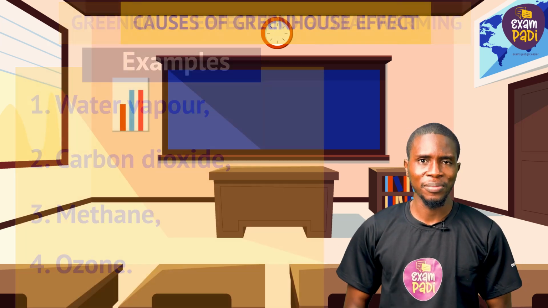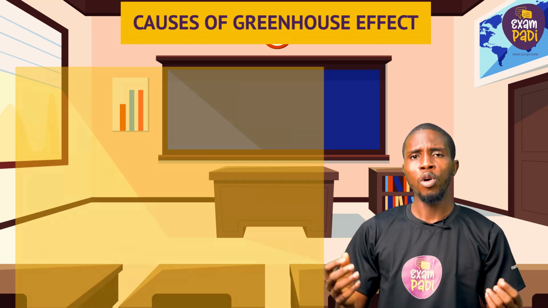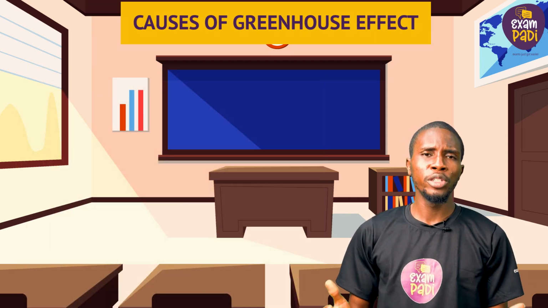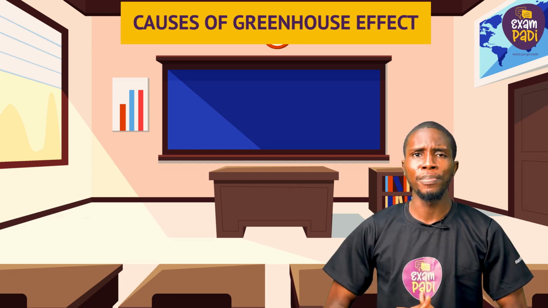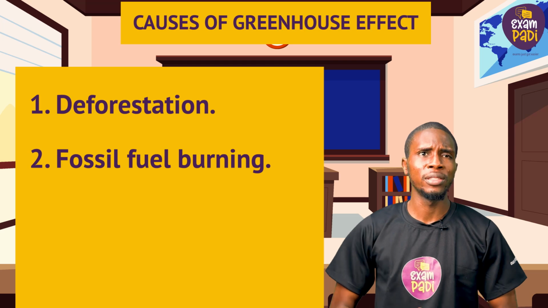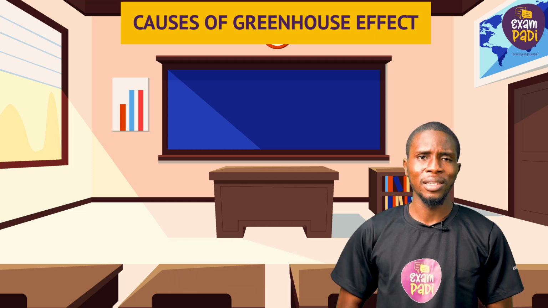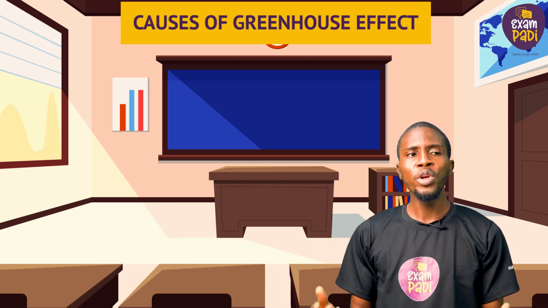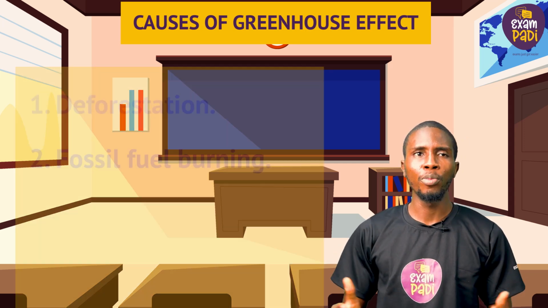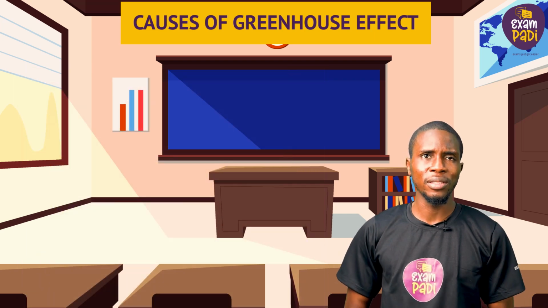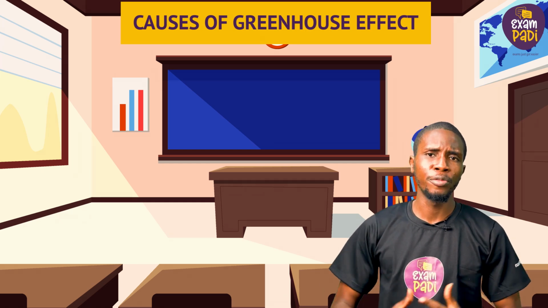Causes of greenhouse effect. The following are the factors that are responsible for the greenhouse effect. 1. Deforestation. This is due to the reduction in the release of oxygen and absorption of carbon dioxide by the plants. 2. Fossil fuel burning. Fossil fuels such as coal, oil, and natural gas are used as a means of energy, which releases a huge amount of harmful gases into the environment. And lastly, population. As the population increases, the need for space increases, which again results in deforestation.